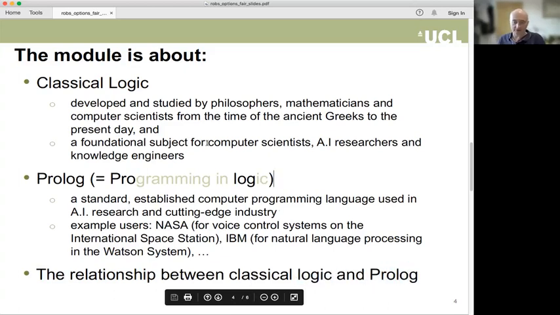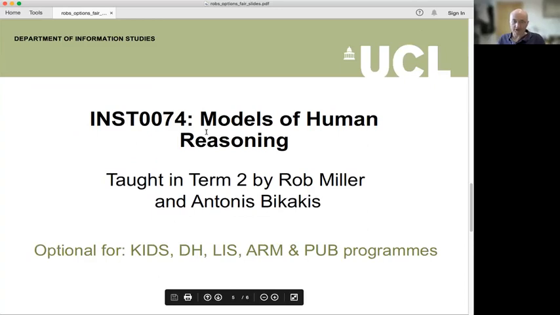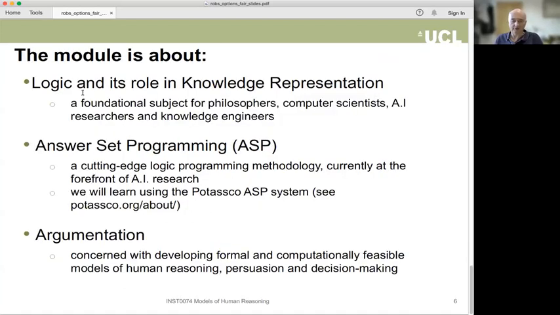So that's my two modules in term one. And in term two, I'm going to co-teach a module called Models of Human Reasoning. And that's co-taught with Antonis Bikakis, and that's optional for all the programs in the department. This module follows on from the Logic and Knowledge Representation module in term one. So INST 0072 is a prerequisite for this module.